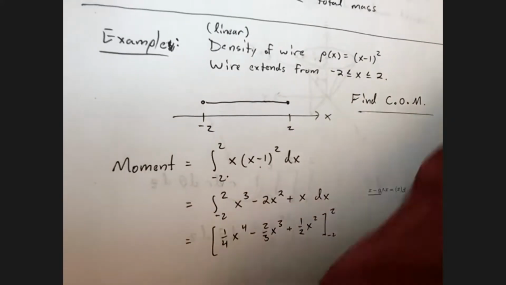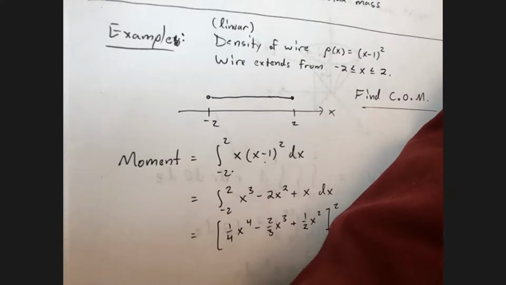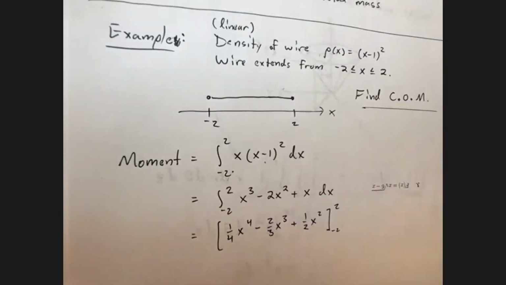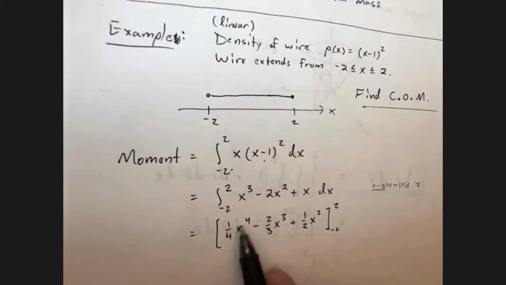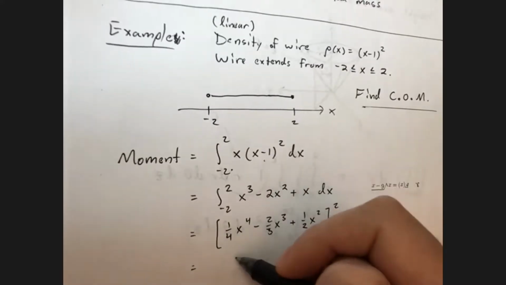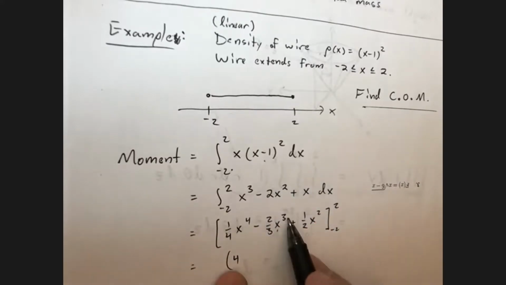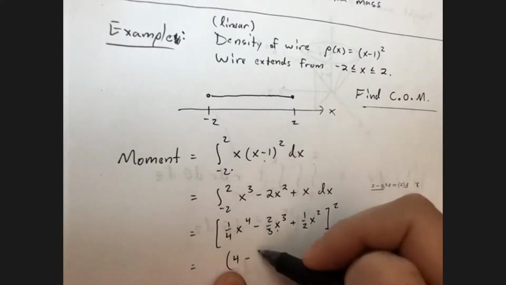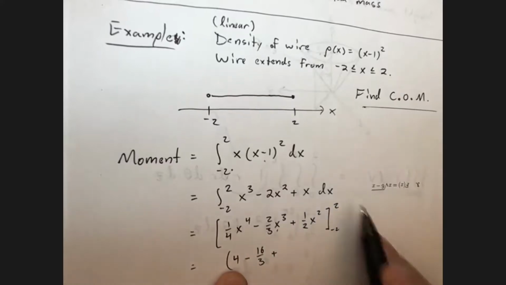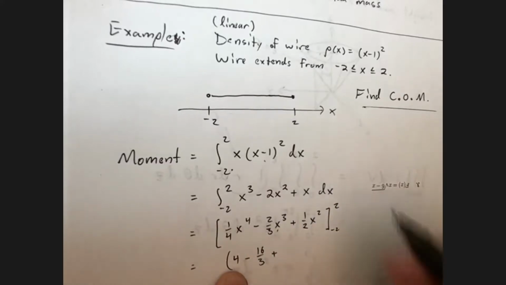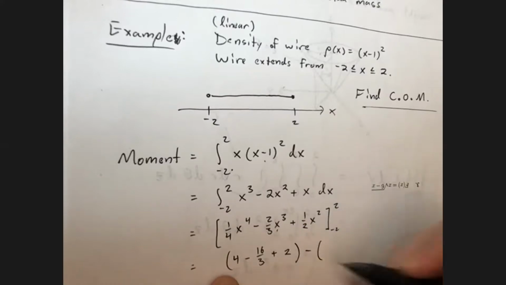Let me just quickly run that in a program. Oops, I pushed the wrong button. That's going to be annoying because that program takes a long time to load. Okay, let's work it out by hand then. 2 to the 4th is 16, divided by 4 is 4. Then 2 cubed is 8, times 2 is 16, divided by 3. And 2 squared divided by 2 is just 2. That's what I get when I plug in positive 2.